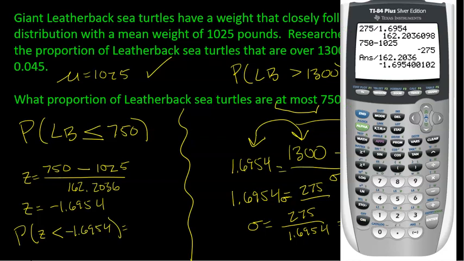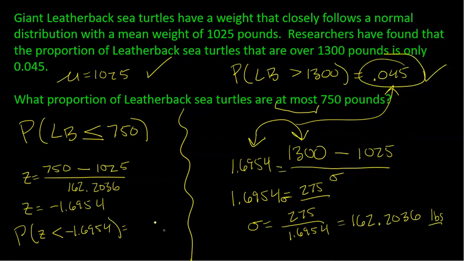And when I go to my calculator to do that, I'm going to go and grab normal CDF, because remember, normal CDF finds proportions. I want to look below, so I'm going to do negative 99. I'm going to go way below, and my upper value is going to be my z-score, negative 1.6954. And this is going to look below. Now, be careful in the wording. A lot of kids mess it up. At most means below, right? At most means 750 or below. And I get 0.04499, which actually would round to 0.045.